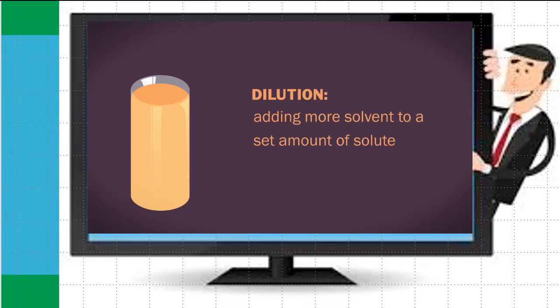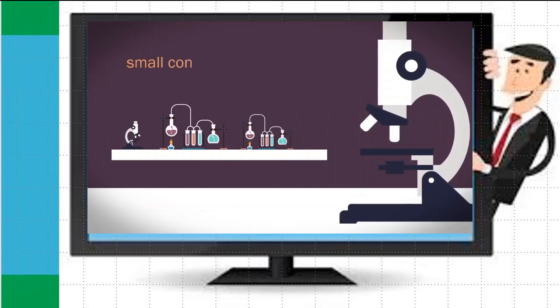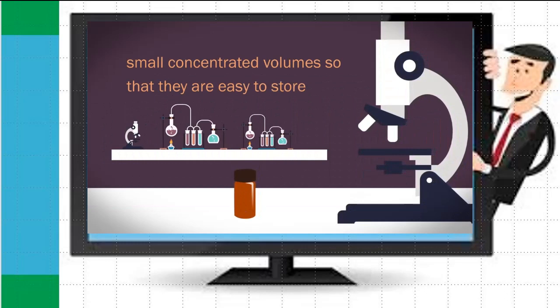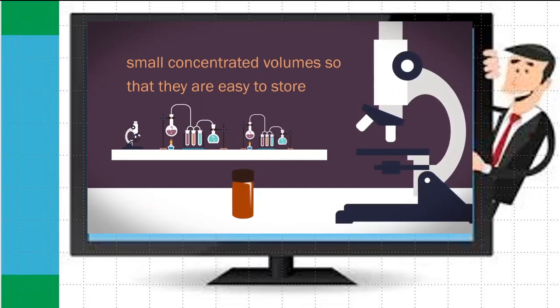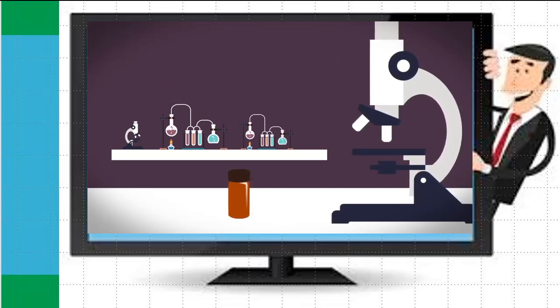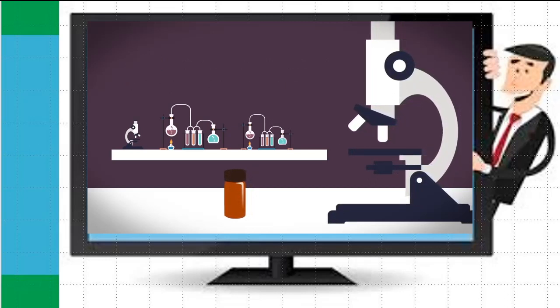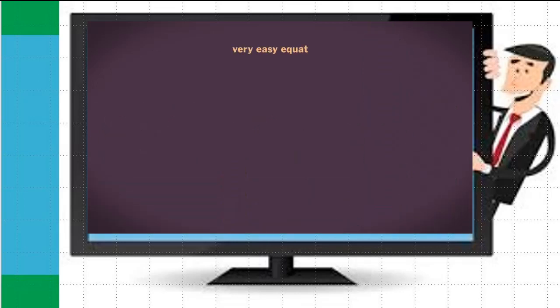So, why do we dilute things in chemistry? In laboratories, solutions usually come in small concentrated volumes so that they are easy to store. You then need to dilute them to a known lesser concentration to use them, such as for titrations. But dilutions are really important for many other things too, such as for doctors and in microbiology. The good news is that there is a very easy equation to help us calculate dilutions. M1 V1 equals M2 V2. Let's have a look at where it comes from, and then we'll see what it means.